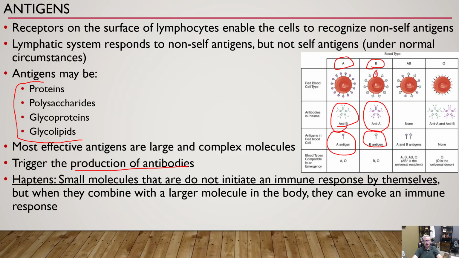Now we have these things called haptens. It says here, haptens are small molecules that do not initiate an immune response by themselves, but when combined with a larger molecule in the body, they can evoke an immune response.